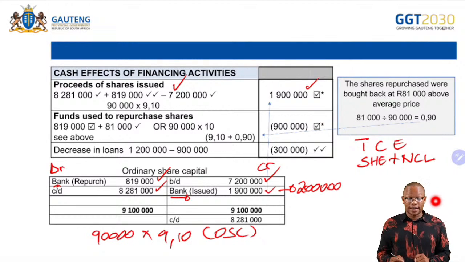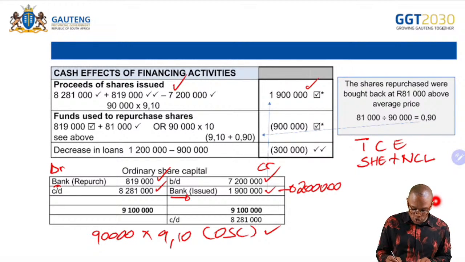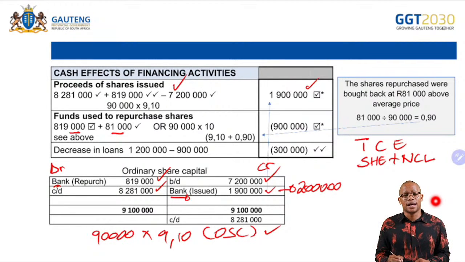Then let's go to the repurchase of shares. Remember, already I just said the amount 819,000, it was for repurchase. But the information that was given was that the 81,000 was above the average price. So you add the two, 819,000 plus 81,000, your answer will be 900,000. Remember, we are paying, so now it is an outflow.